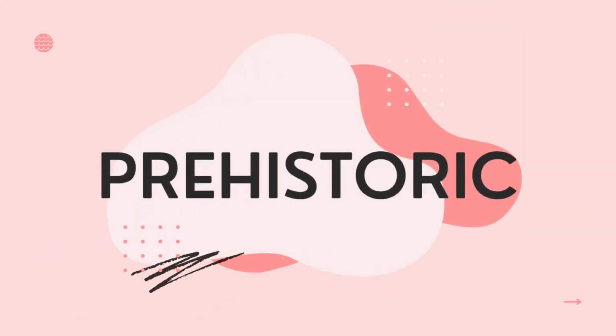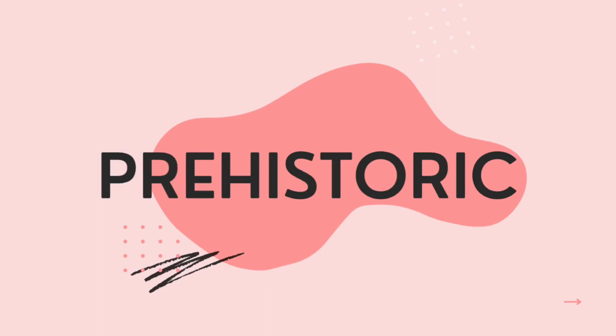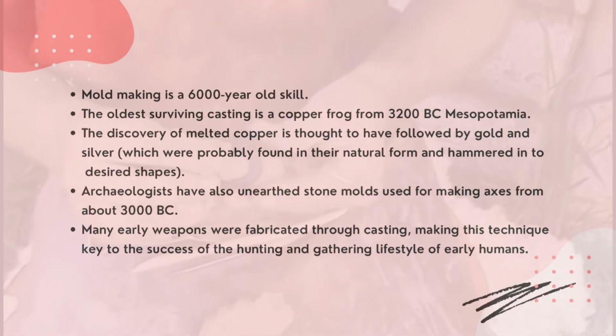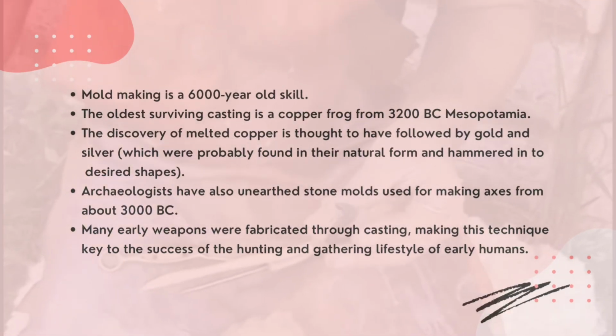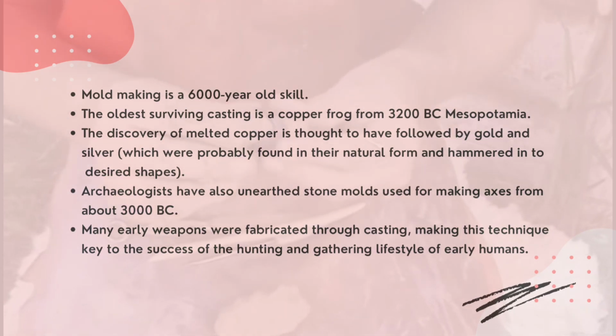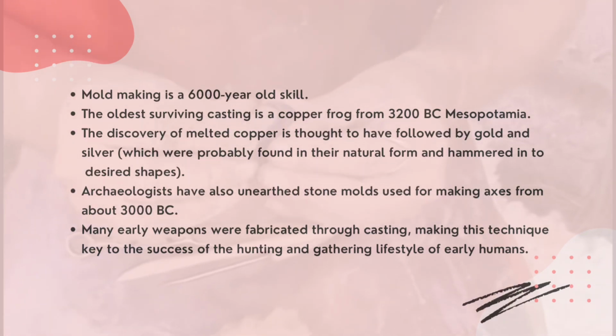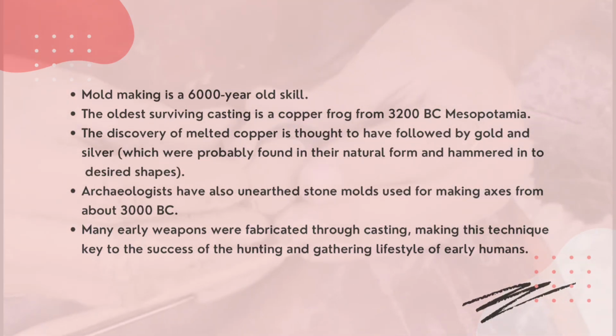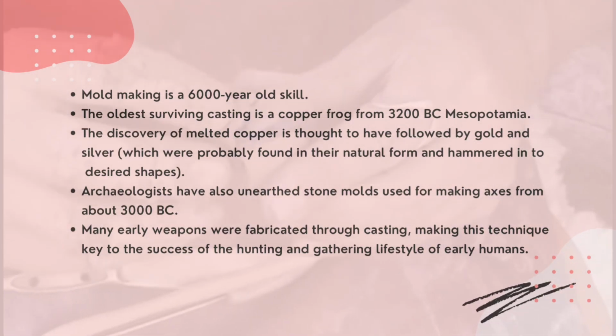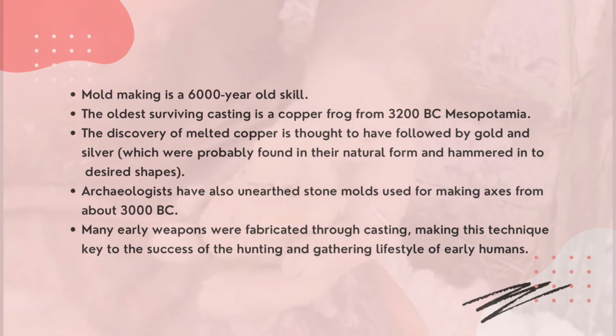Moving forward, let us now discuss the history of molding and casting. First up is the prehistoric times. Mold making is a 6,000-year-old skill. That means that our prehistoric ancestors were working in the same technique that we can pass on to our children and grandchildren. The oldest surviving casting is the copper frog from 3200 BC Mesopotamia.